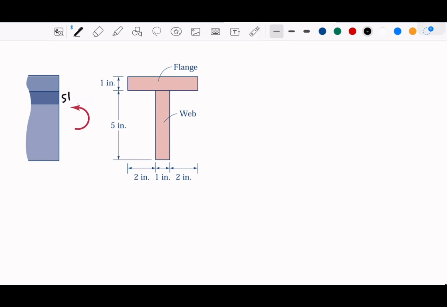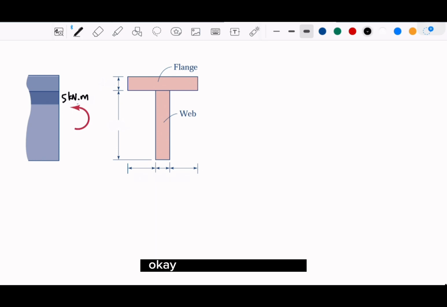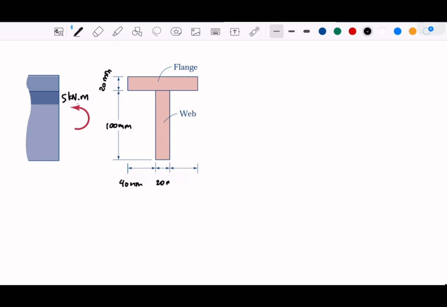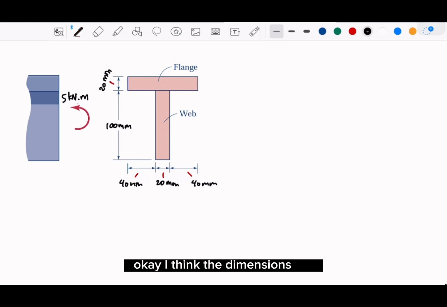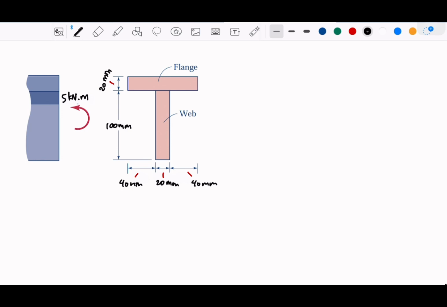This is 5. This is 20 millimeter. This is 100 millimeter. This is 40 millimeter. This is 20. Okay, this is 40, this one. Okay, I think the dimensions are complete.